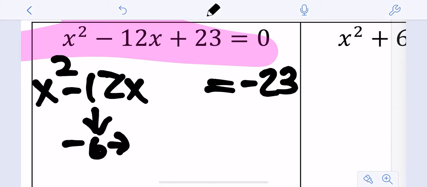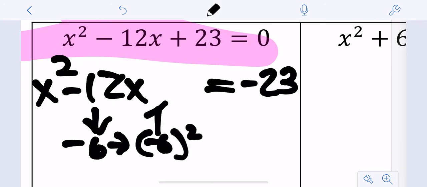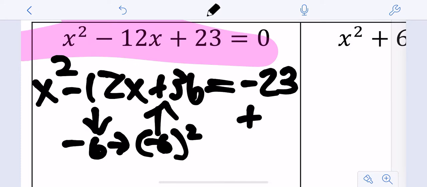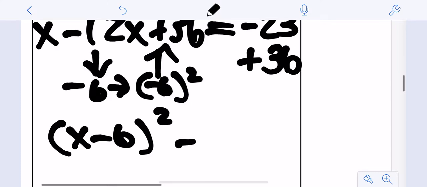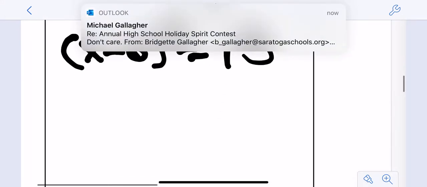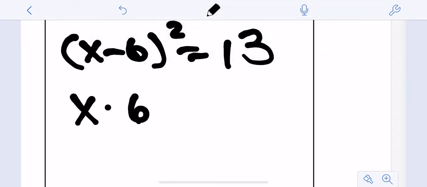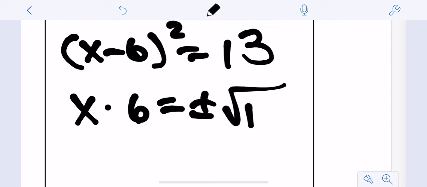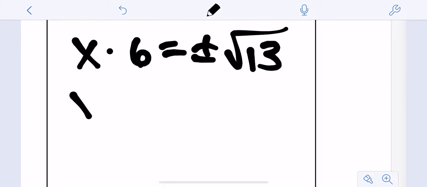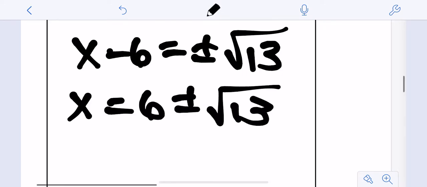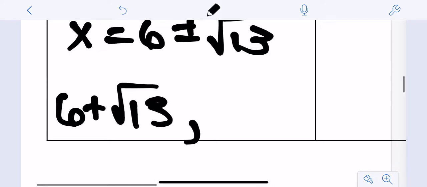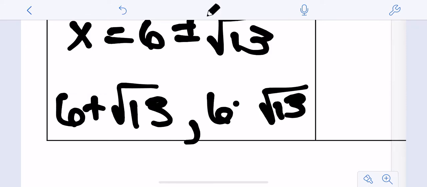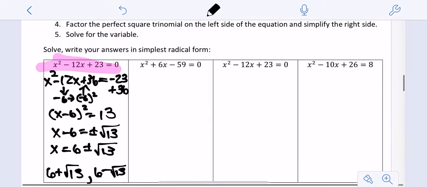So this is -6. Square that, it is 36. And whatever I do to one side, I do to the other. So that would give me x minus 6 squared equals 13. Now square root both sides, x minus 6 equals plus or minus square root of 13. And then add 6 to both sides. So x equals 6 plus or minus square root of 13. So I get 6 plus radical 13 and 6 minus radical 13.